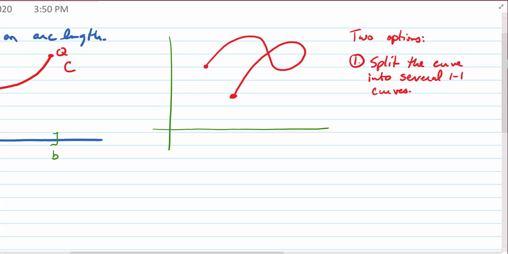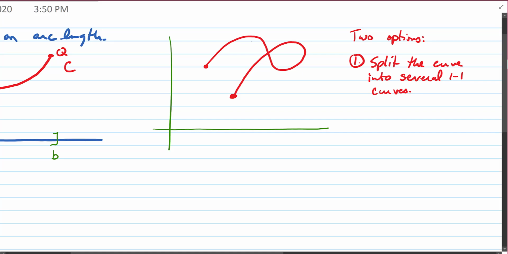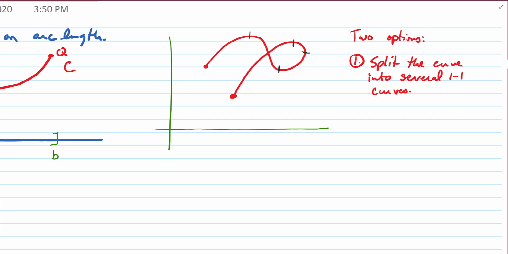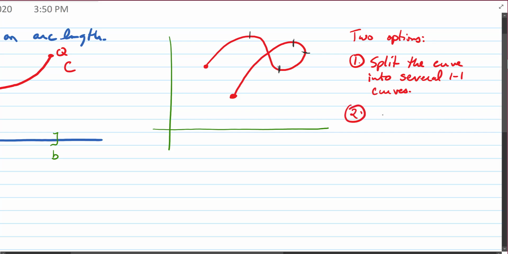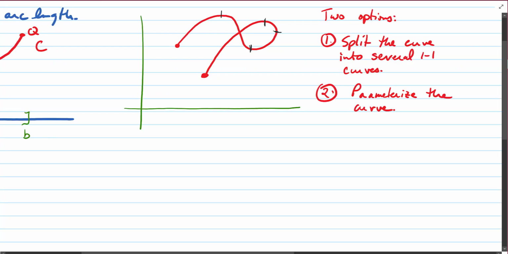So if you were doing this with respect to x, you could split it here, for instance, and maybe you split it again here, and then you split it here, and so you'd have a bunch of one-to-one curves. The other option is to parameterize the curve. I'll go ahead and show this now because we'll actually use a parameterization for basically our 3rd and 4th viewpoint here. So what is a parameterization?